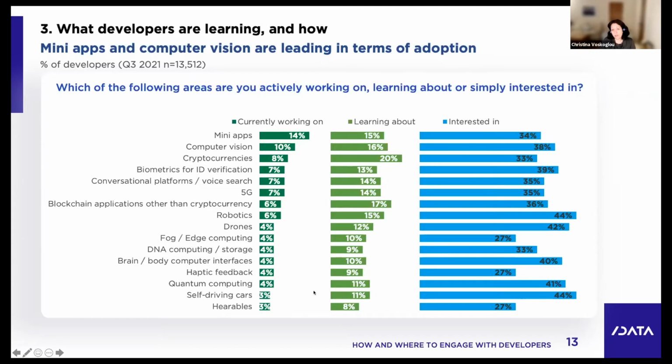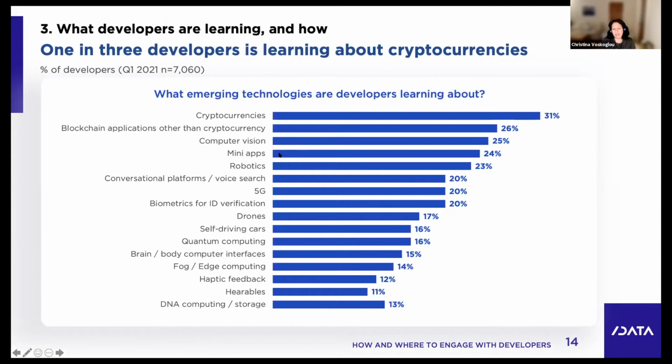Now, but we're interested also in learning. So see, mini apps and computer vision are at the top here when it comes to things developers are actually working on, emerging technologies, not in general. But if we take only those who said they're learning about an emerging technology and rank those, we find that cryptocurrencies come at the top here.